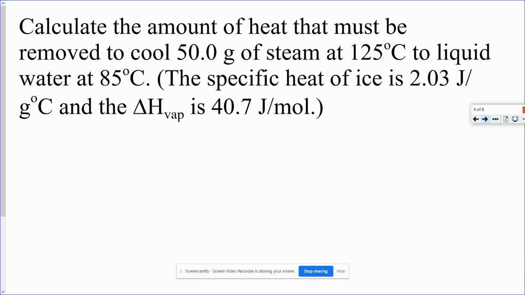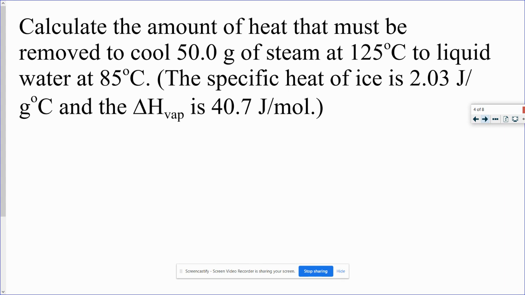If I were going to cool something, it will be the same process, but the heat of vaporization is minus the heat of condensation. So I just put a negative value on the heat of vaporization to make it heat of condensation. And let's see, what am I doing? I'm cooling steam to liquid water, and I don't need the specific heat of ice here.